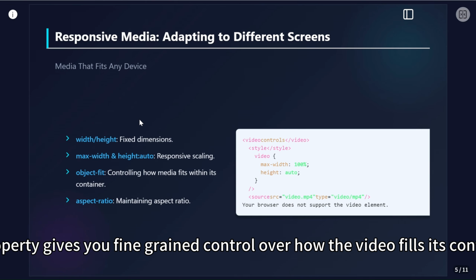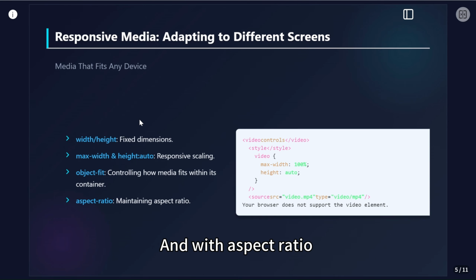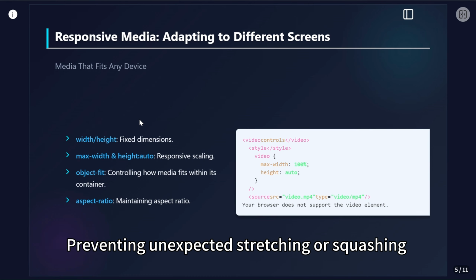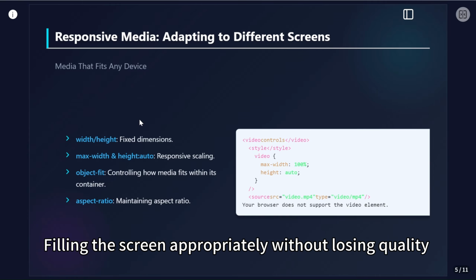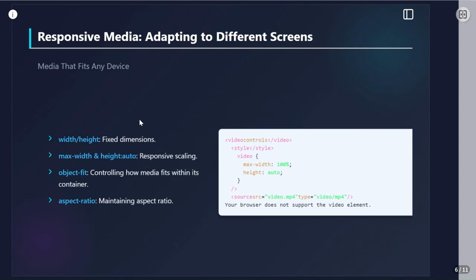The object-fit property gives you fine-grained control over how the video fills its container, whether it crops, covers, or contains. And with aspect-ratio, you can ensure the original proportions are maintained, preventing unexpected stretching or squashing. Think about a video hero section that looks great on both mobile and desktop, filling the screen appropriately without losing quality. Responsive design isn't just about text, it's crucial for media too.